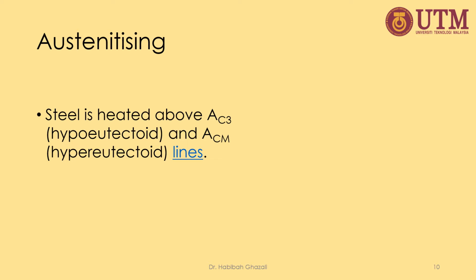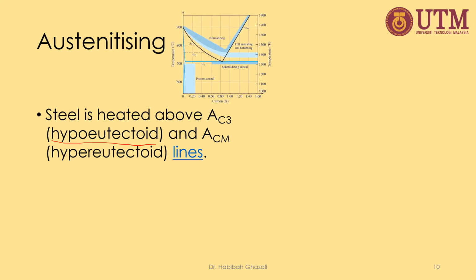So for full annealing, for hypoeutectoid steel, so I'm talking about hypoeutectoid steel, what I said before is that we need to heat it up above this line here. So when we heat up above that line, hold it for a period of time, all of the microstructure will transform into austenite. For hypereutectoid steel, in full annealing, we don't have to do this. But in another heat treatment that we call normalising, we will need to do the same thing.